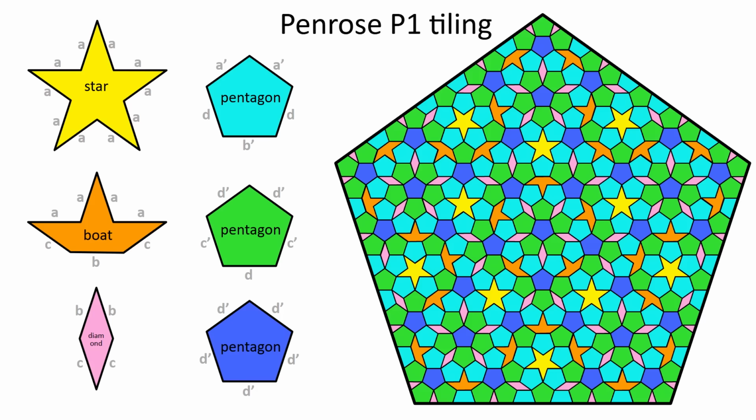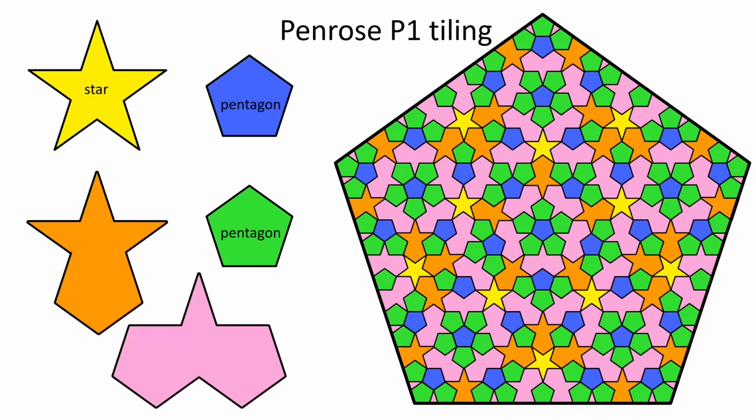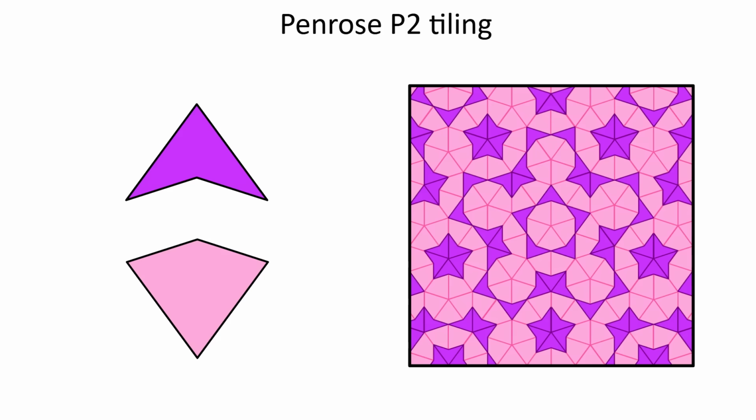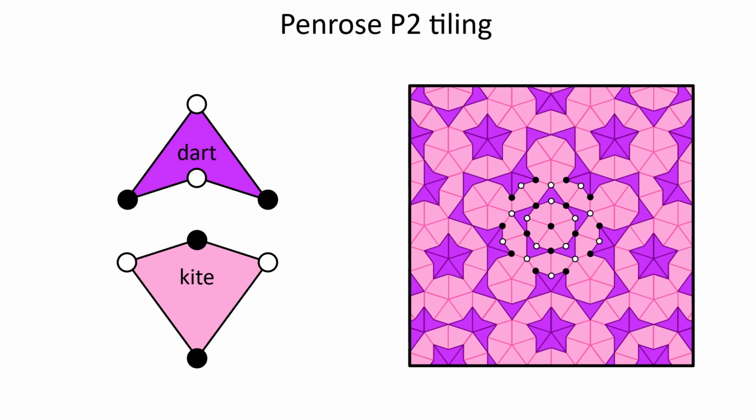interesting. If you remove these cyan pentagons, the gaps can be absorbed into other shapes, and now you only have 5 tiles. You can actually repeat this process to get all the way down to only 2. This is the Penrose P2 tiling and is composed of kites and darts. The matching rule is pretty simple. You just assign the corners 2 different types and only allow 1 type per intersection.